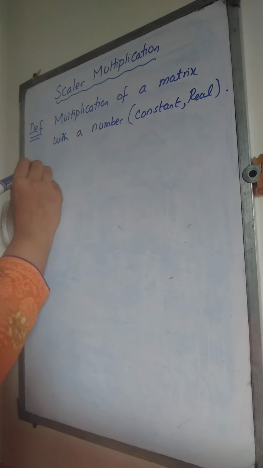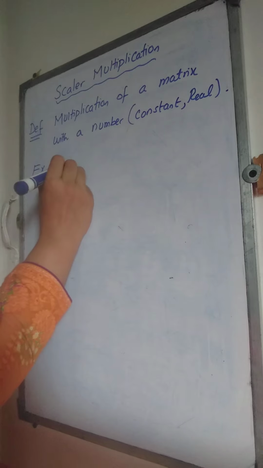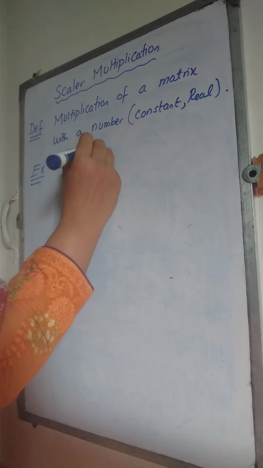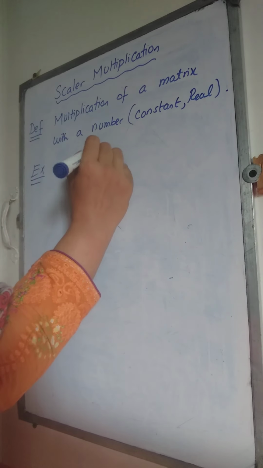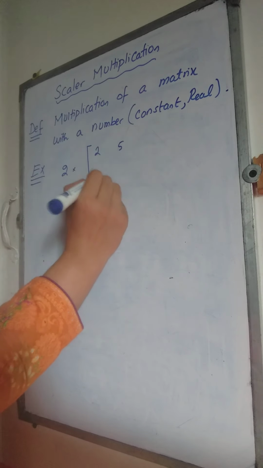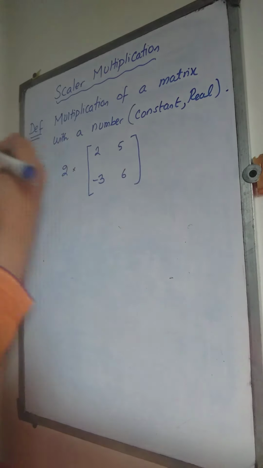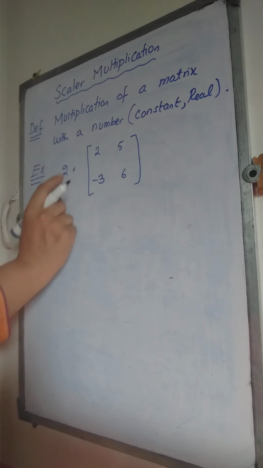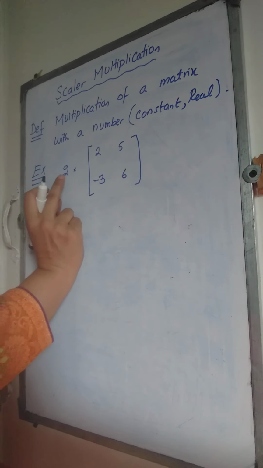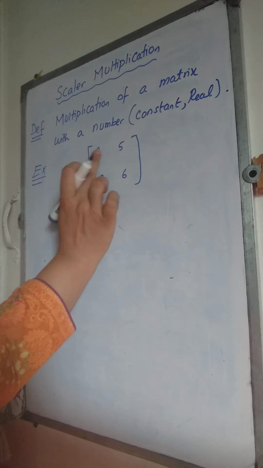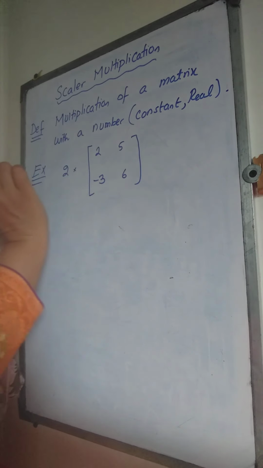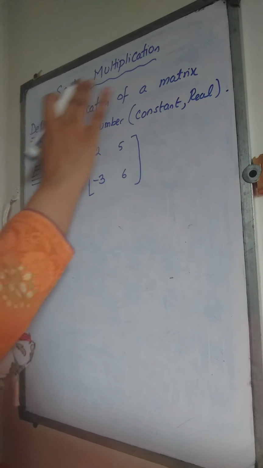Its method is, suppose you have the scalar 2 and you want to multiply it with the matrix. The method is, what you are going to do, you are just going to multiply this number with each and every element of the matrix. Okay, this is the way how we do scalar multiplication.